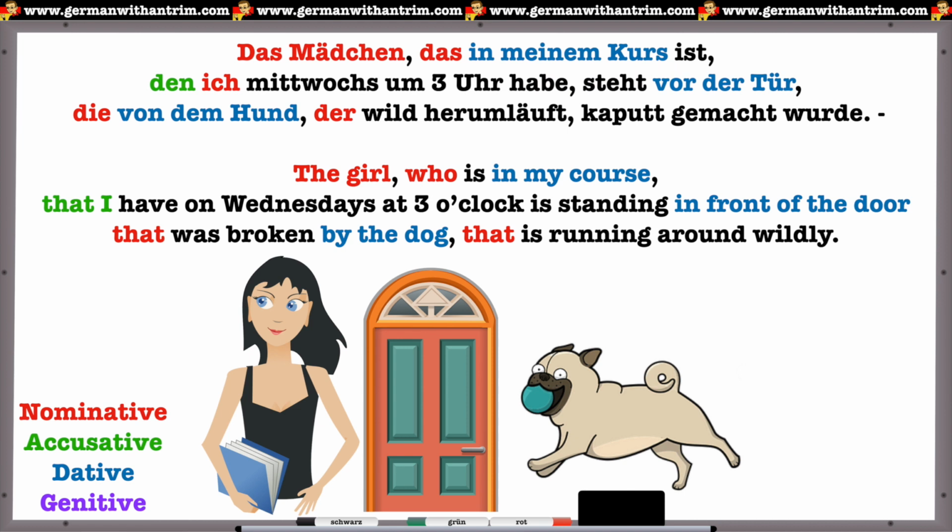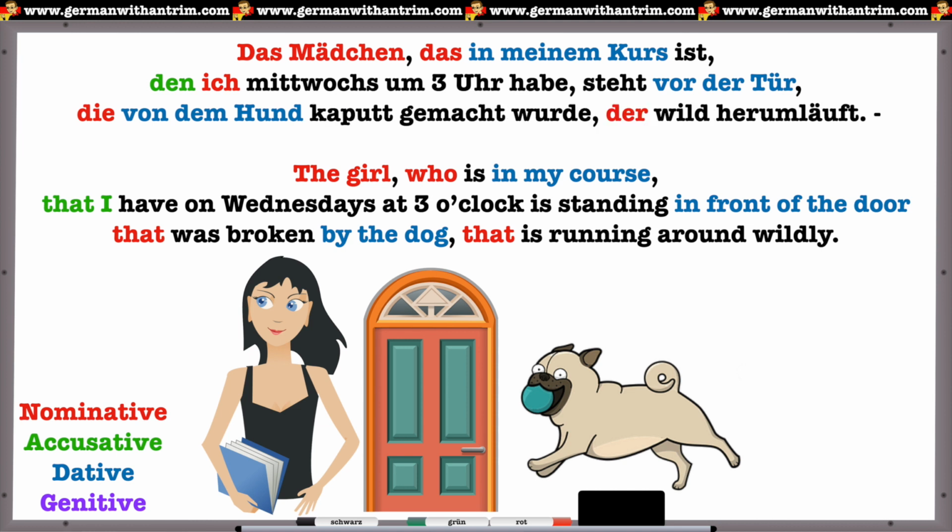Das Mädchen, das in meinem Kurs ist, den ich mittwochs 3 Uhr habe, steht vor der Tür, die von einem Hund, der wild herumläuft, kaputt gemacht wurde. The girl who is in my course that I have on Wednesdays at 3 o'clock is standing in front of the door that was broken by the dog that is running around wildly. You can also say, das Mädchen, das in meinem Kurs ist, den ich mittwochs 3 Uhr habe, steht vor der Tür, die von einem Hund kaputt gemacht wurde, der wild herumläuft.